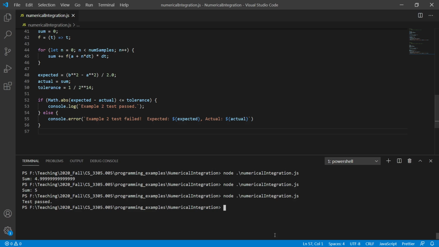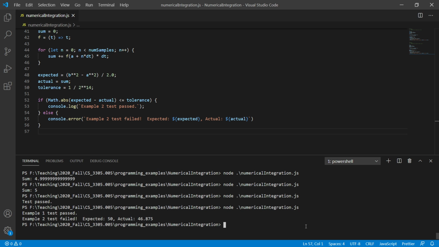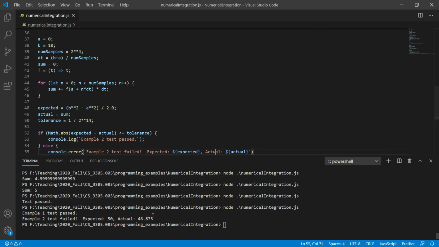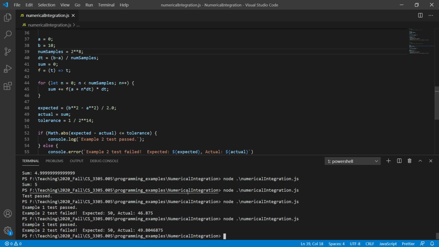So let's run it and see what we got. And it failed. So let's take a look at why. Okay, so our value was just a little bit off. Let's see if we increase the number of samples, if we get better results. So we're going to go from 16 to 128. And we see that we're getting a little bit closer. Right? So let's double it again.